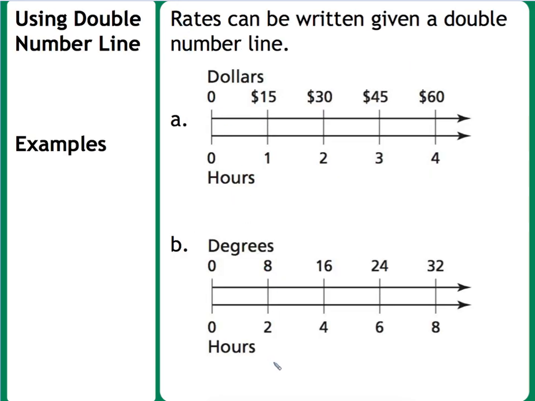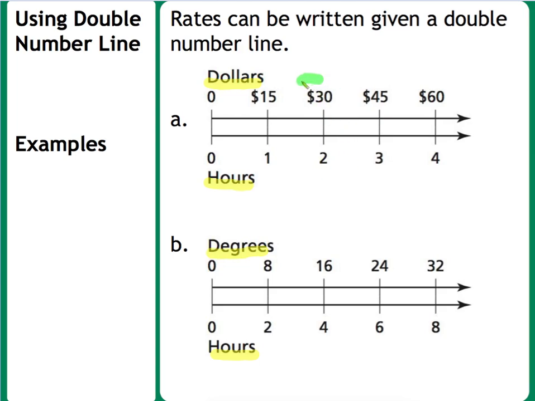All right, another way that we can represent rates is by using what's called a double number line. It's a double number line because obviously we have 2 number lines. It's important to note that the number lines include units, so we always need to be aware of our units. So example A has to do with dollars to hours, and B has to do with degrees to hours. So let's try and write a couple rates for these. They're stacked on top of each other to represent the rates.